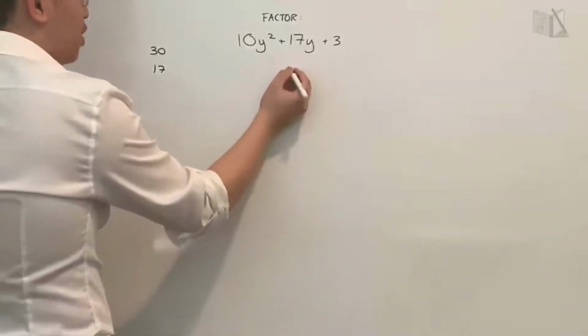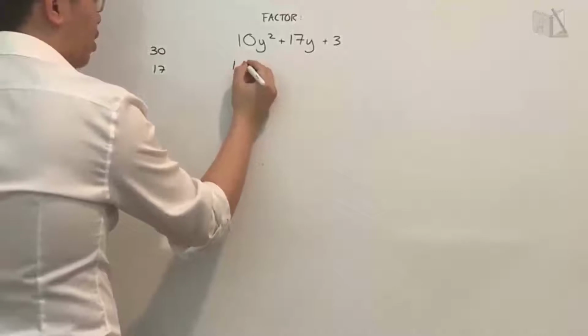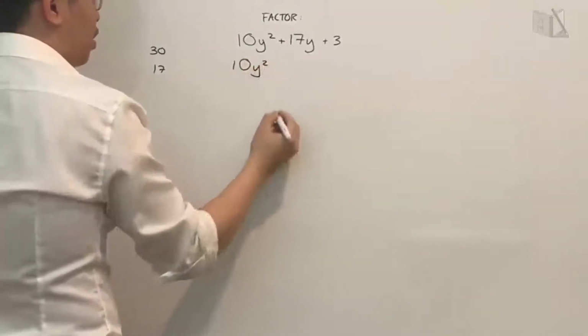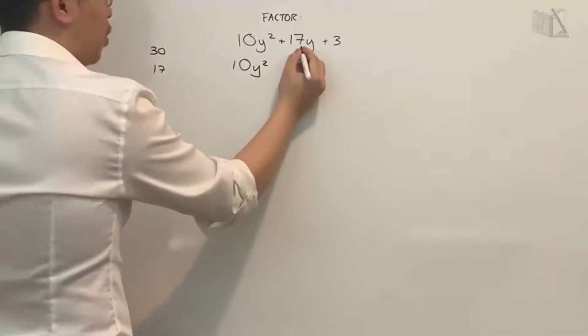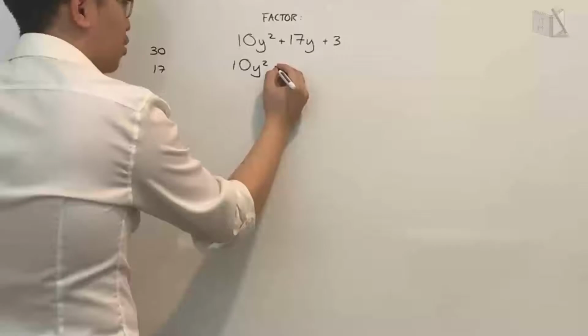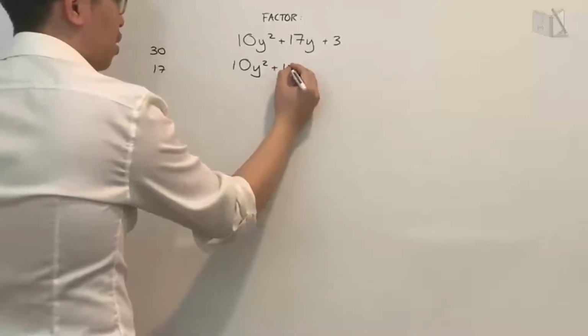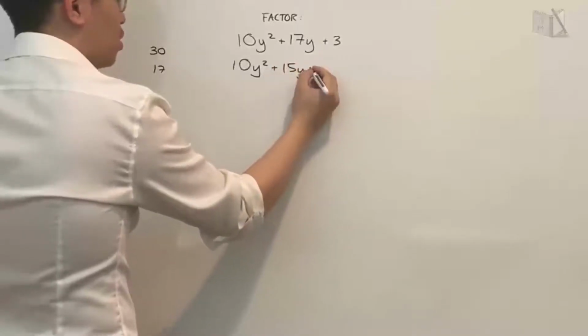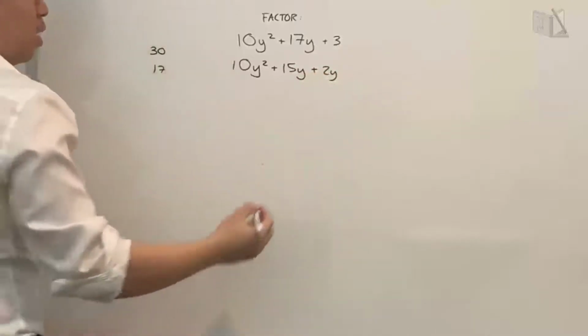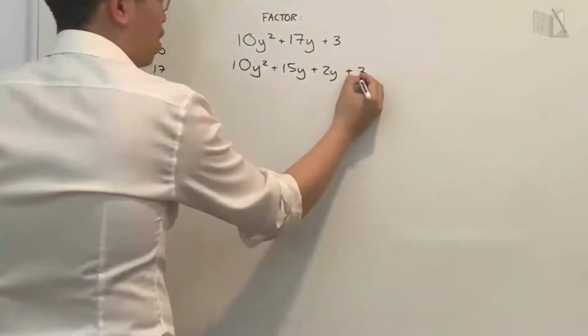And then once we have the two factors, we want to rewrite this quadratic and include our two factors. We do that by separating this plus 17 into our two factors. So we'll have plus 15y and plus 2y, and finally plus 3.